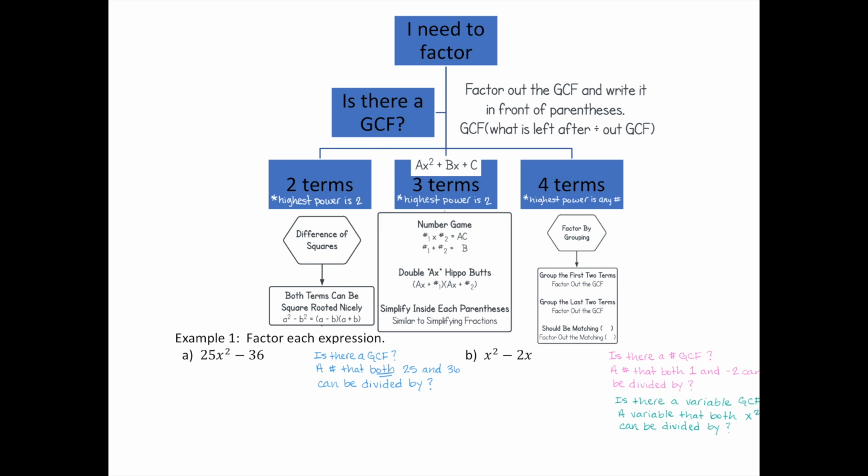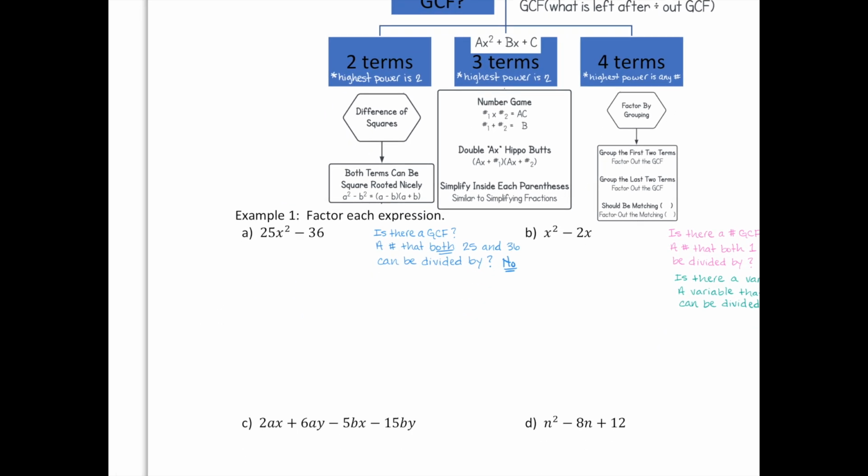So first, check to see if there's a GCF. Is there a number that both 25 and 36 can be divided by? No, there is not. So now we see that there are 2 terms. We look at our first term, which is the 25x squared. Can that be square rooted nicely? Yeah, because the square root of 25 is 5, and the square root of x squared is x. So that can be square rooted nicely.